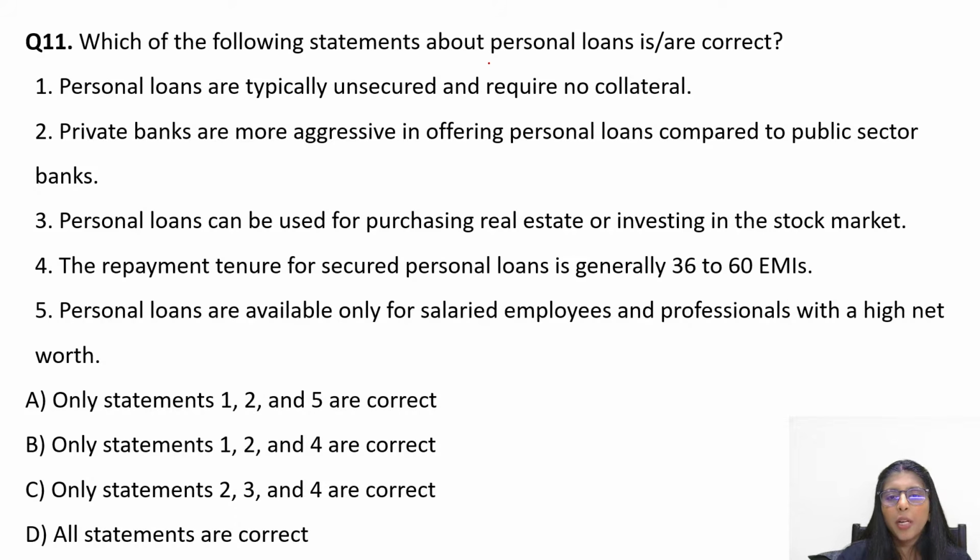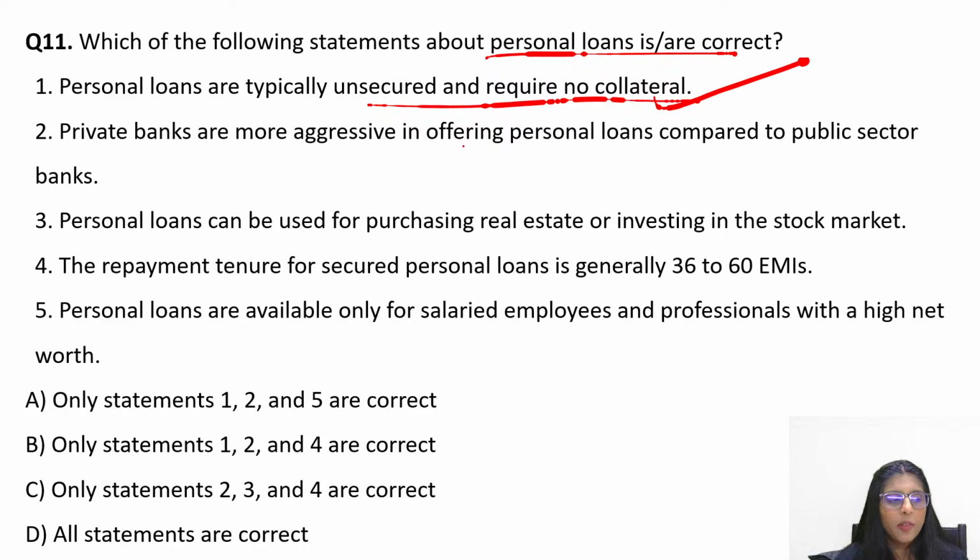Which of the following statements about personal loan are correct? Personal loans are typically unsecured and require no collateral. Yes. Private banks are more aggressive in offering personal loans compared to public sector banks. Correct. Personal loan can be used for purchasing real estate and investing in the stock market. No, it's incorrect. Personal loans are typically for personal expenses like medical expenses, marriage, or travelling, not for stock market or real estate.